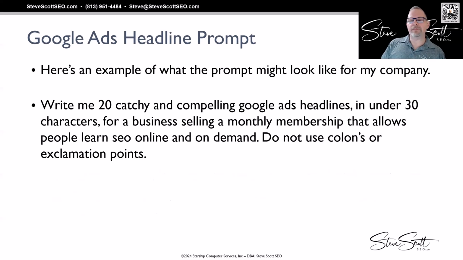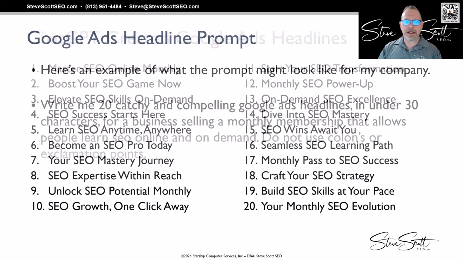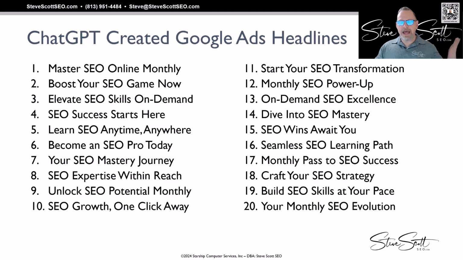Here's an example of a prompt I wrote for my company, for the new branding that we're trying to put out there for the SEO Training All-Stars. So I wrote, write me 20 catchy and compelling Google Ad headlines in under 30 characters for a business selling a monthly membership that allows people to learn SEO online and on demand. Don't use colons or exclamation points. And voila! 20 ad headlines.